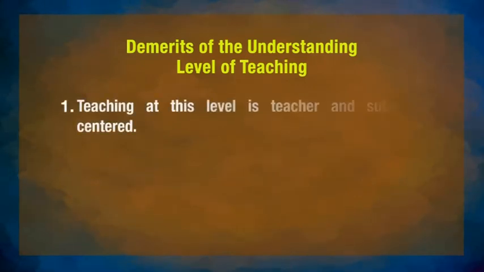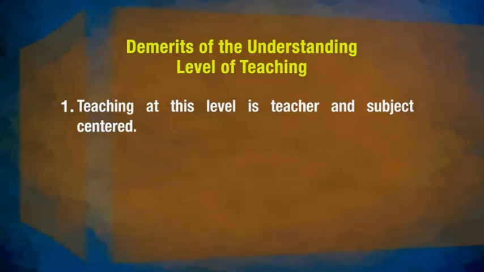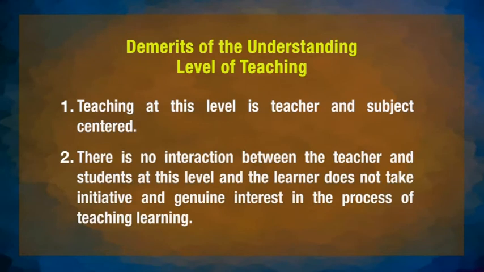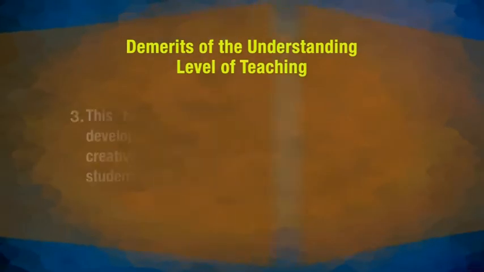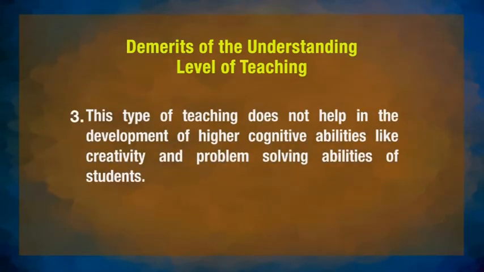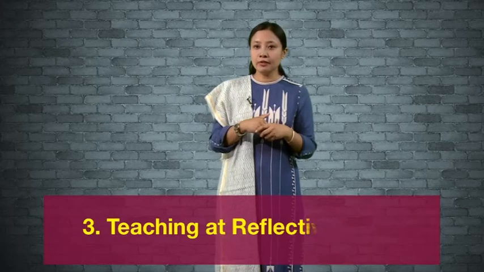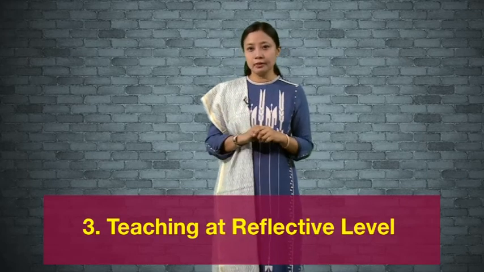There are some demerits of the understanding level of teaching. Number 1, teaching at this level is teacher and subject centered. There is no interaction between the teacher and the students at this level, and the learner does not take initiative and genuine interest in the process of teaching learning. This type of teaching does not help in the development of higher cognitive abilities like creativity and problem-solving abilities of students. The last level, teaching at reflective level.